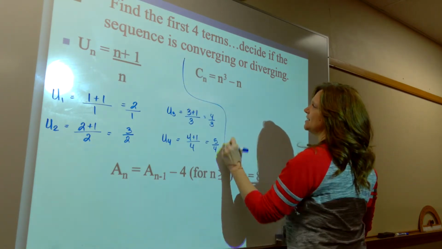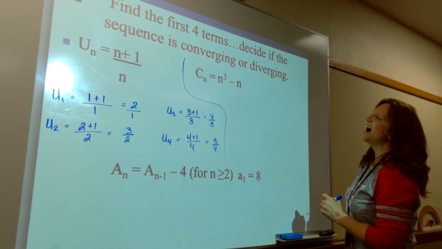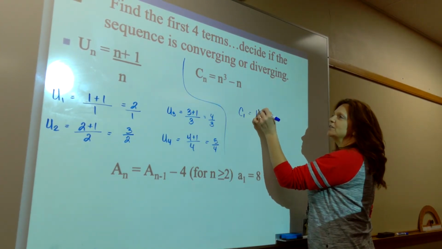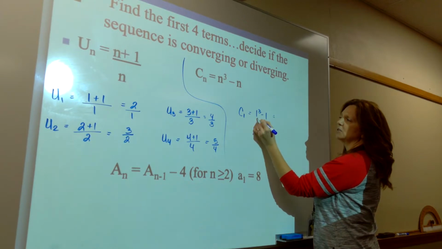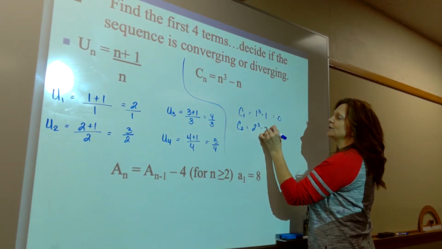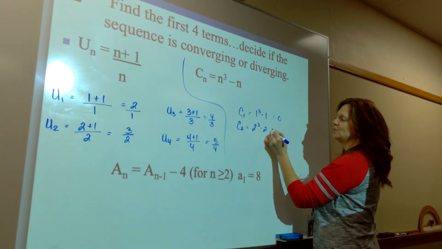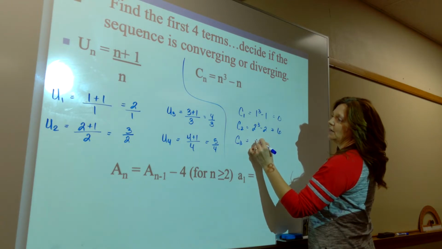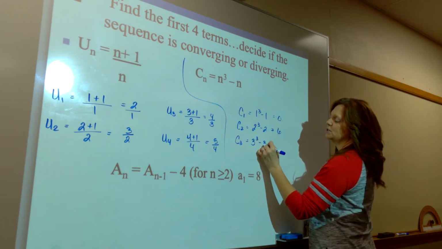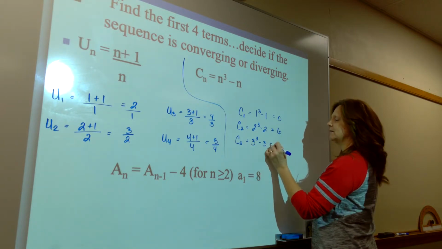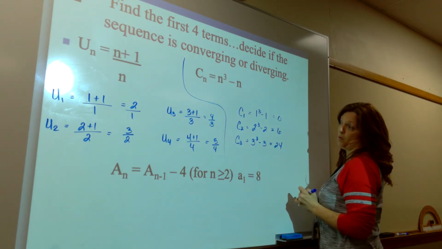All right, C sub n, if you want to see that one. So here's an explicit rule. So the first term would be 1 to the third minus 1. Okay, so 1 minus 1 is 0. C to the second would be 2 to the third minus 2. So that's 8 minus 2, 6. The third one would be 3 to the third minus 3. So 3 times 3 is 9, times 3 is 27. So that should be 24.